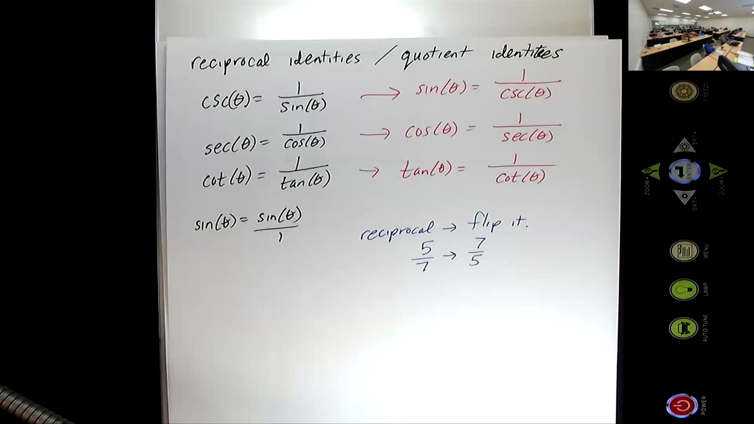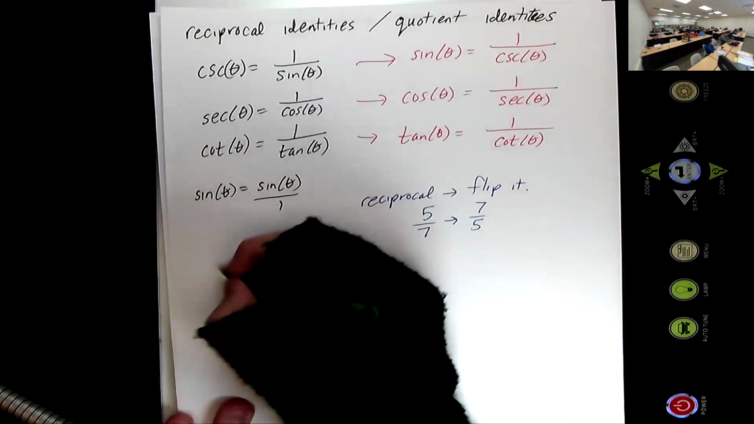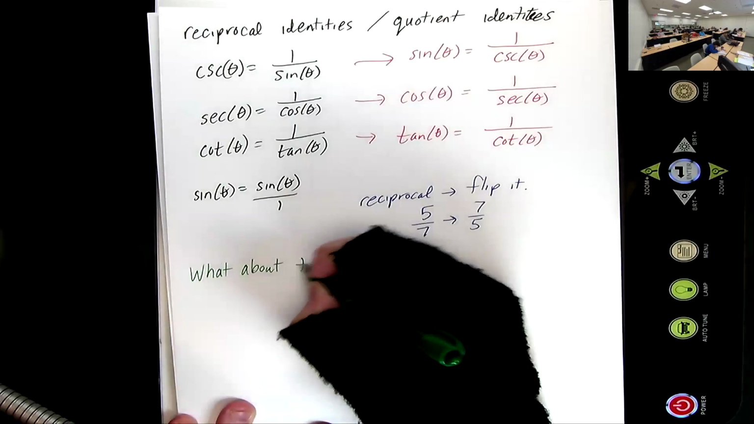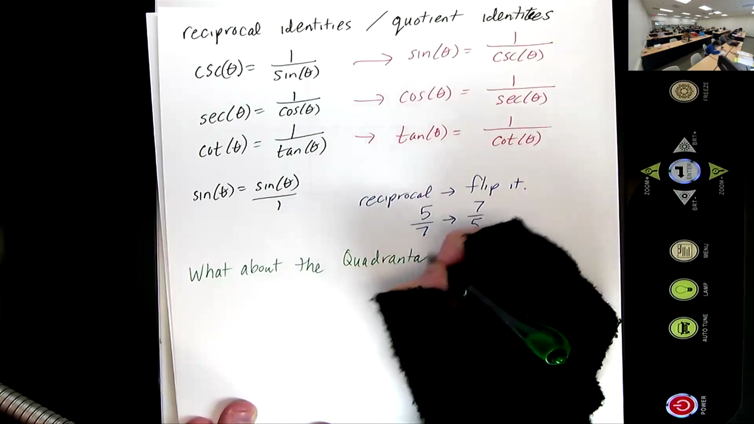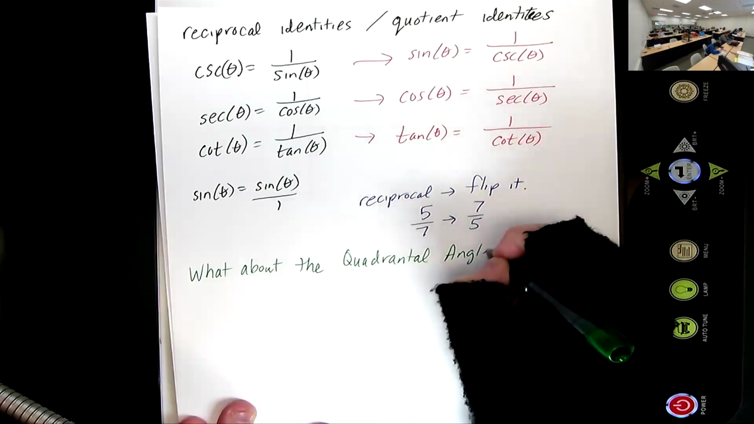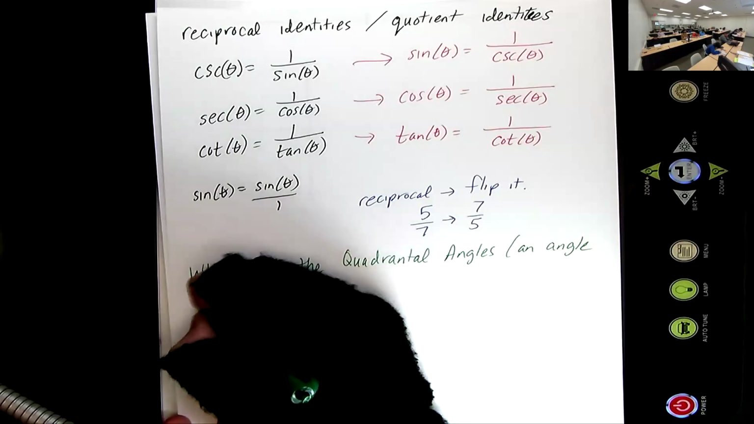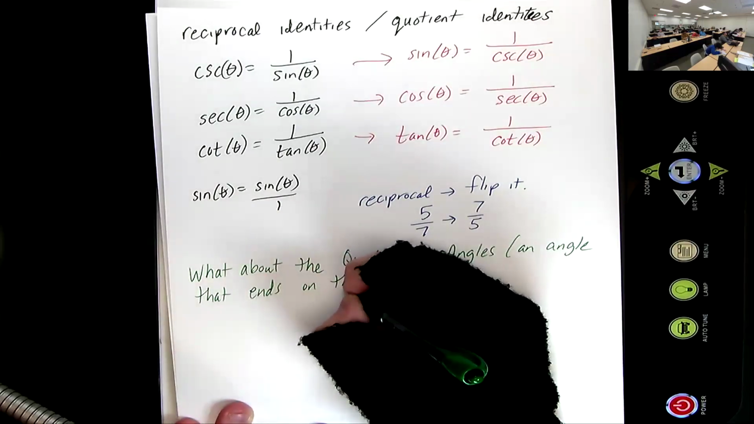Now, we've taken a look at all the angles. This applies to most of the angles. The only thing this doesn't apply to, not entirely, is the quadrantal angles. Oh, I said it again. I said I was never going to say it again, and I said it again. What about the quadrantal angles, or the angles on the axes, the angle that ends up on the x or y axis?